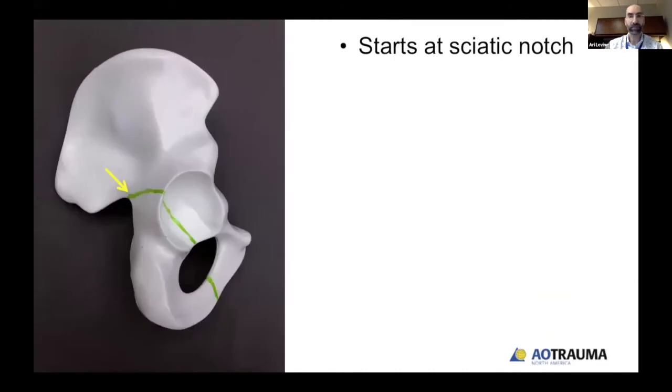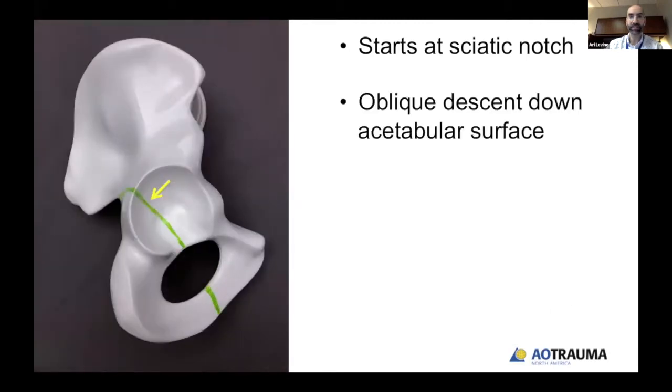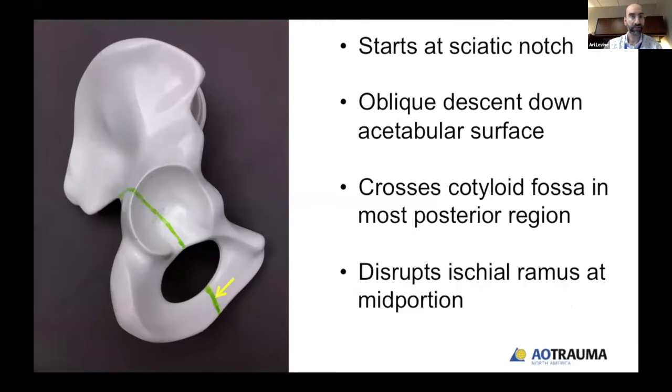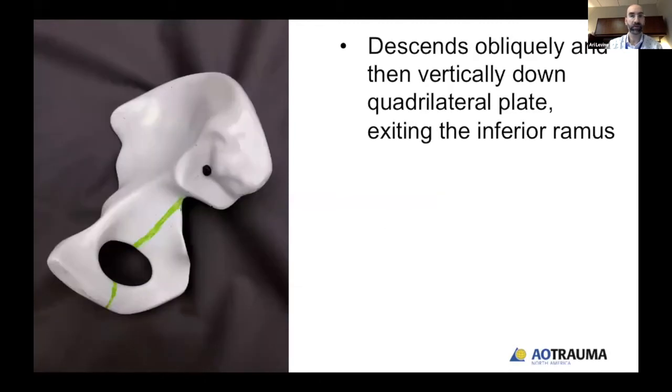So the posterior column fracture originates at the sciatic notch. It then takes an oblique descent down the acetabular surface. It typically crosses the cotyloid fossa in its most posterior region, and then finally disrupts the ischial ramus at its mid portion, but of course this is variable. Looking at the internal surface of the pelvis, the fracture will descend obliquely and then vertically down the quadrilateral plate and exit the inferior ramus.